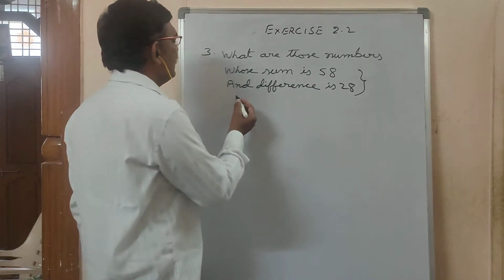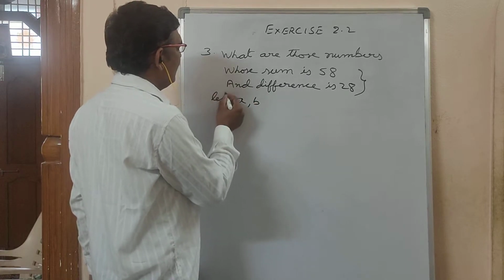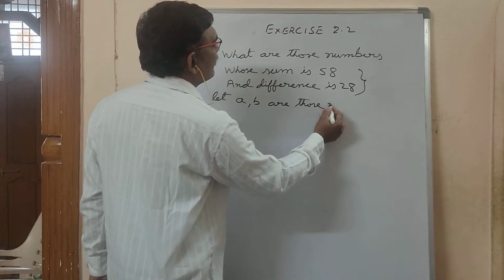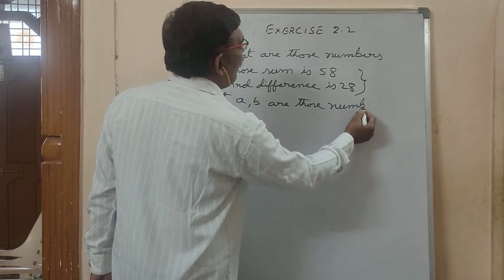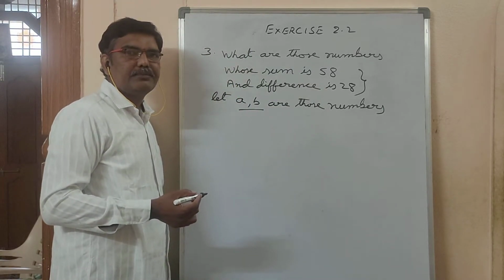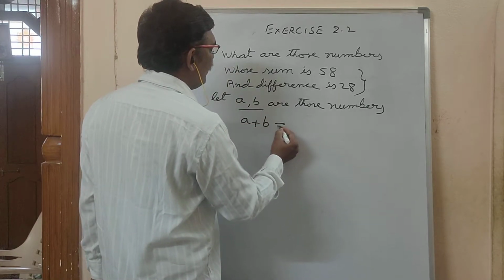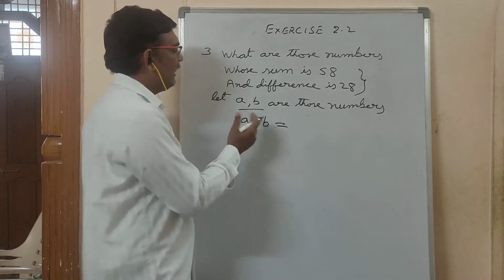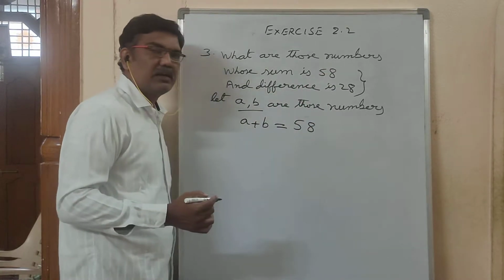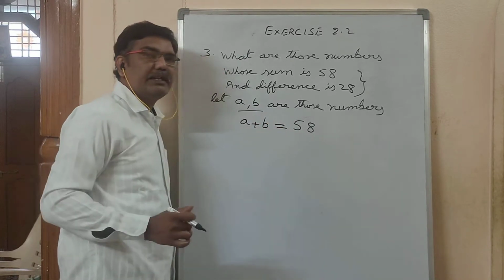Means what you have to do is, you don't know the two numbers. The two numbers you have to assume as A comma B. Let A, B be those numbers. The numbers you have to find, you assumed as A and B. And what you know is their sum. Their sum means you have to do addition of the two numbers. A and B if you add, how much are you getting here? Very good. That is 58.